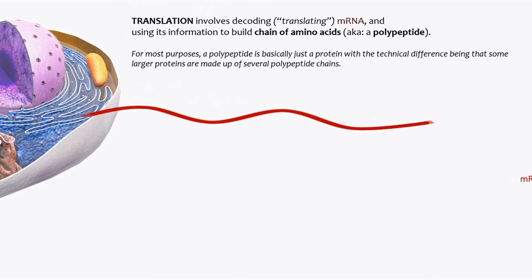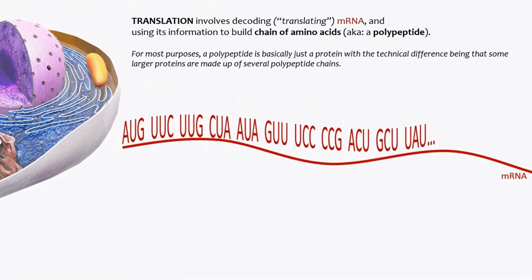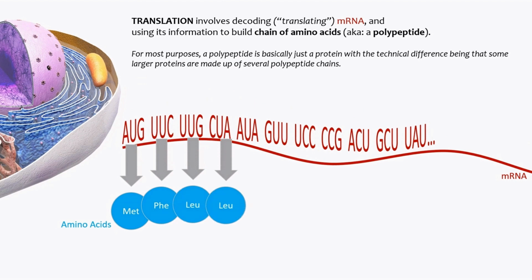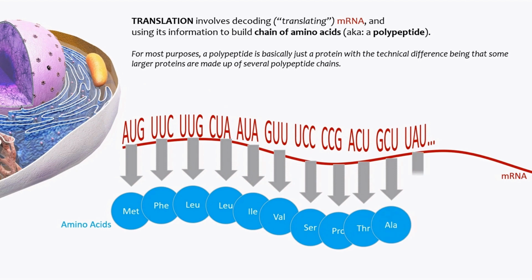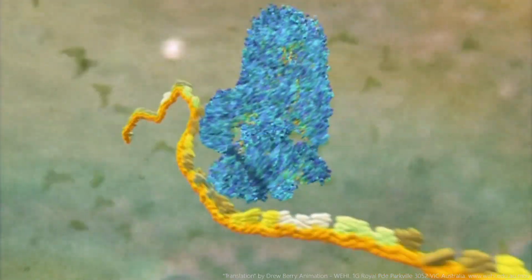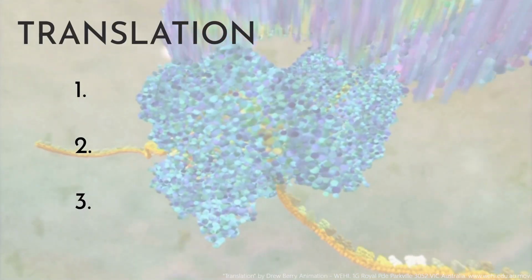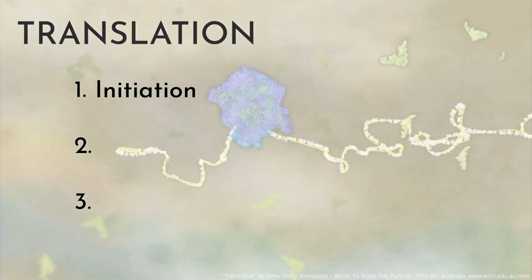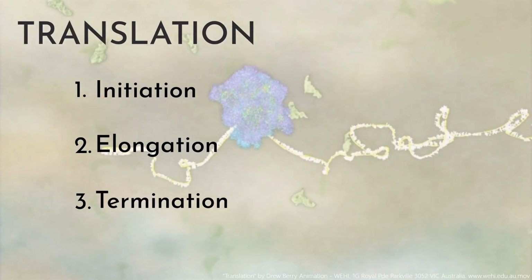Translation involves decoding a messenger RNA, mRNA, and using its information to build a polypeptide or chain of amino acids. For most purposes, a polypeptide is basically just a protein, with the technical difference being that some larger proteins are made up of several polypeptide chains. So similar to transcription, the process of translation also takes place in 3 key steps: initiation, elongation, and termination.